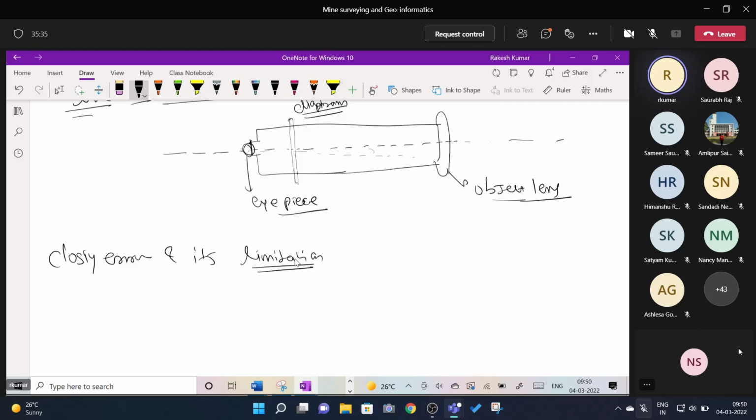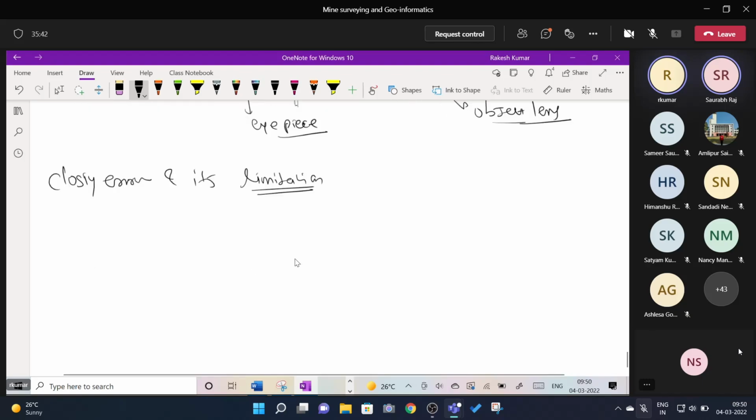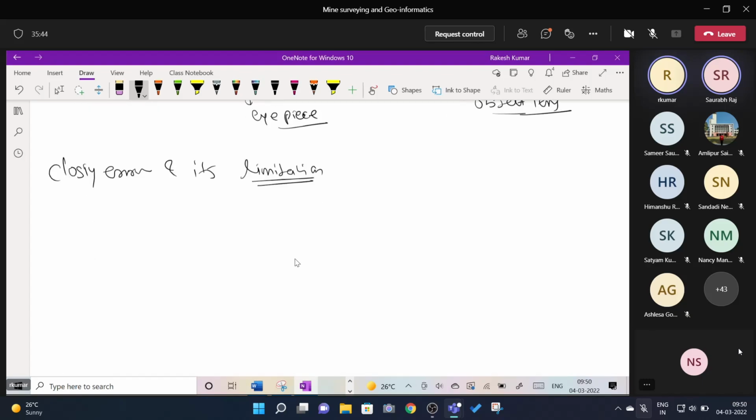So what is closing error? Sir, when we have to make a closed traverse, but there is some error at the final point, not meeting the initial. Now with reference to your theodolite, suppose I'm making this A, B, C, D. So now what is happening? It is not closing. I'm making this dotted line.